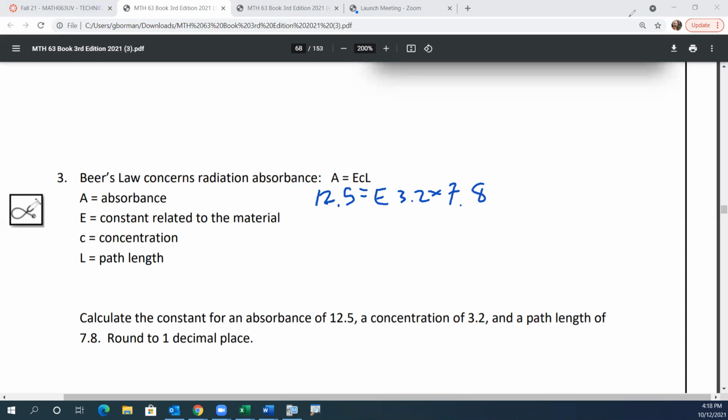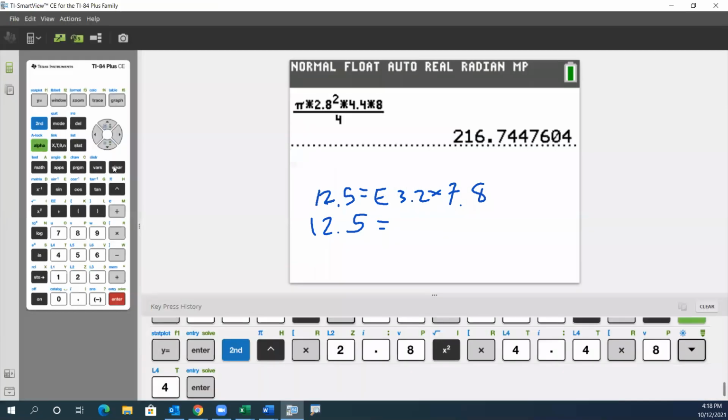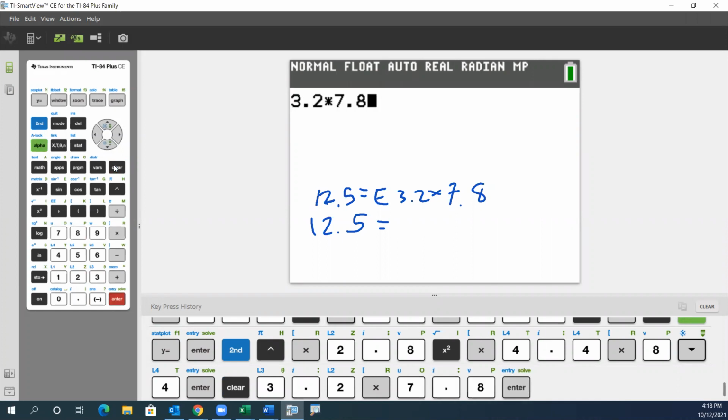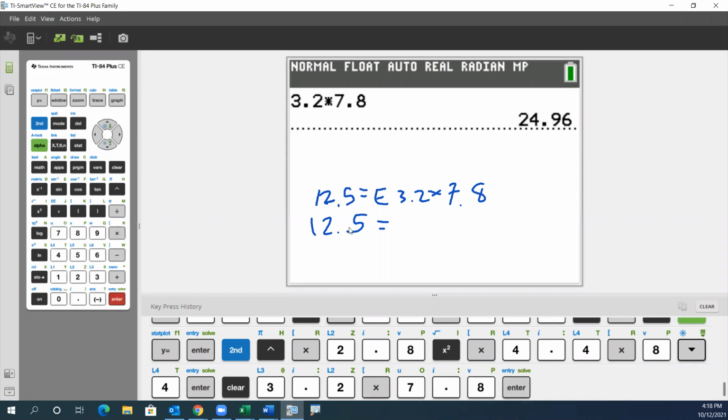So let's see how we do this. First off, why don't we just multiply those two together just to kind of tidy up that right side, since that is something we can do. So I'll go 3.2 times 7.8, and we get 24.96. I'll just stay on this screen.